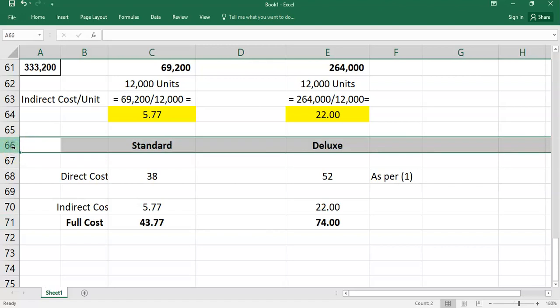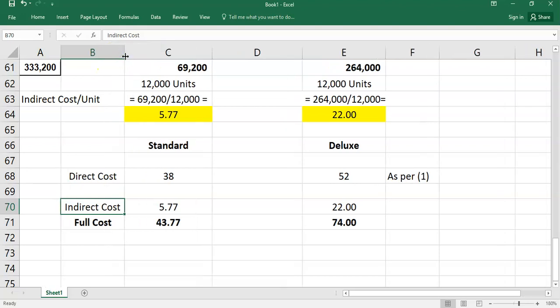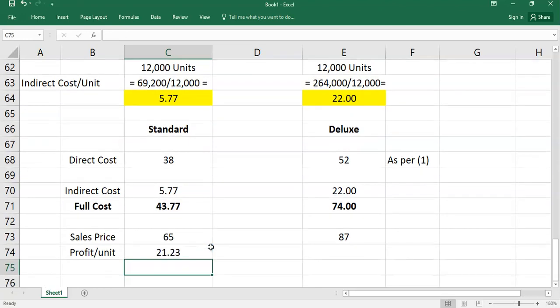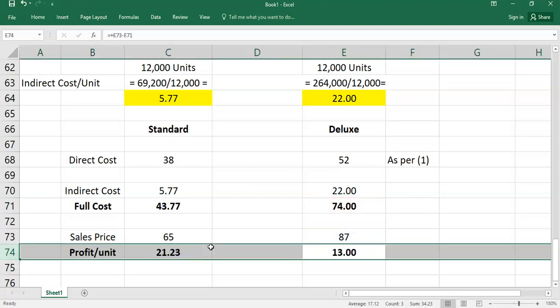Now the last part, we'll compare them to the previous answer to see what the implications are, but that is a significant change. And the main driver here is the indirect cost. Based on your assumptions of how you allocate it will dictate what the full cost is. The sales price does not change. It is still as per the question, 65 and 87. But what will change is the profit per unit. Why? Because your costs have changed. Standard is now €21 profit per unit, whereas deluxe is now only 13. So the costing, although sale price hasn't changed, the profitability has, because your actual costing is now more accurate because you're using activity-based costing.